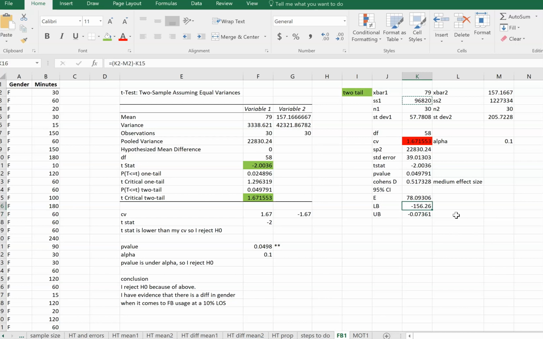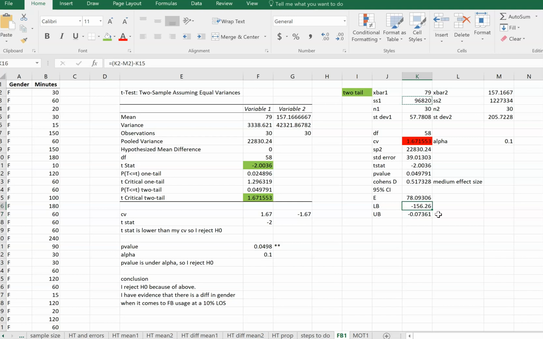But notice 0 is not in this confidence interval. Since 0 is not in this confidence interval, we should have rejected. Oh, we did reject. Good. Sorry. Got to back it up with my third check. Again, my t-stat is in the critical region, so I reject. My p-value is under alpha, the 10%, so I would reject. Notice 0 is not in this confidence interval, and that's why I am rejecting. So all three say I'm rejecting.